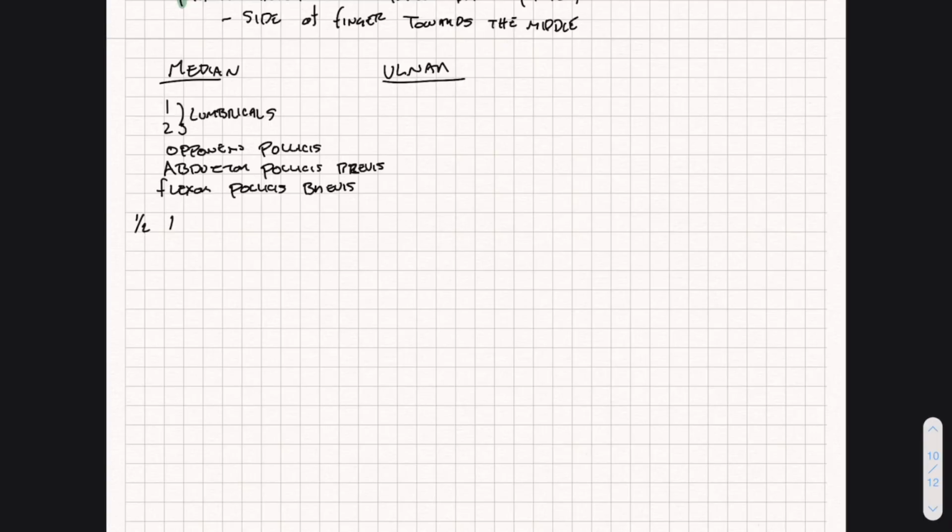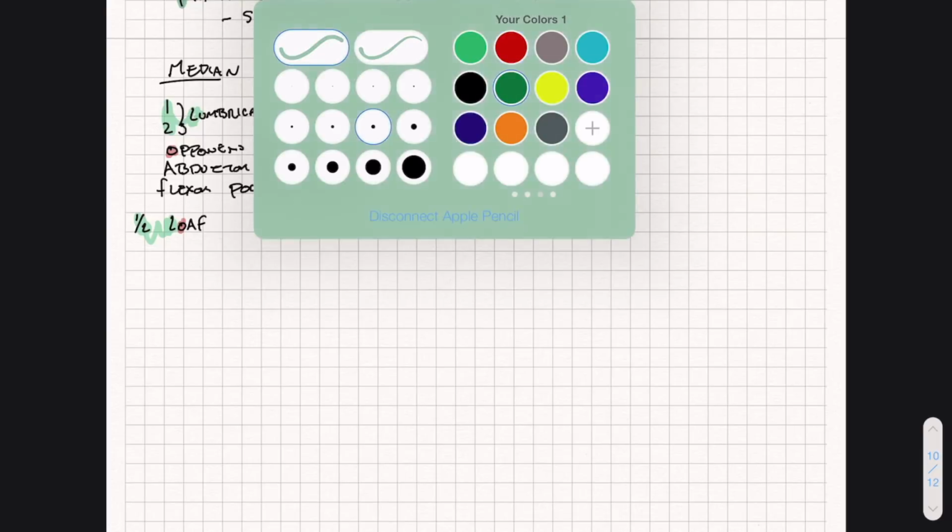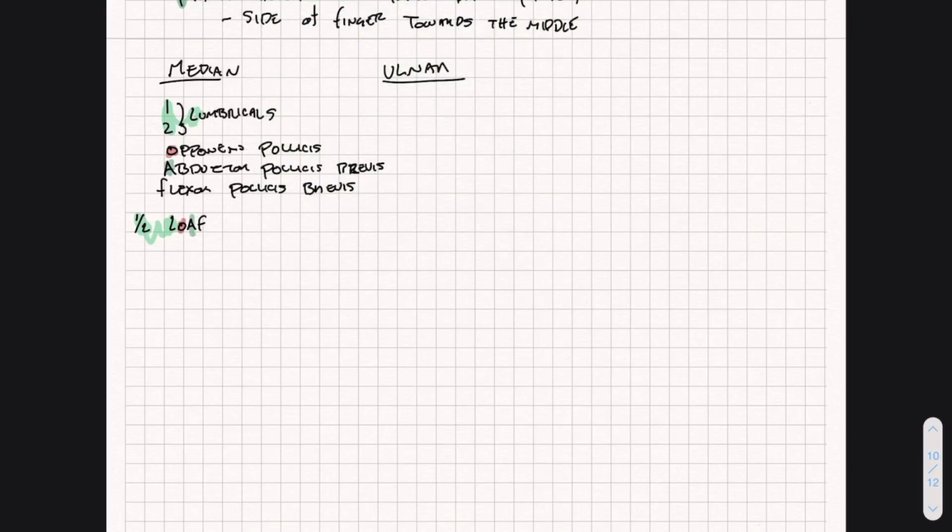This is what the half loaf is. If you've seen that in the book, the half loaf, that just stands for the first and second lumbricals, and then you have the opponens, the abductor, and then the flexor. So that's what the half loaf is referring to.